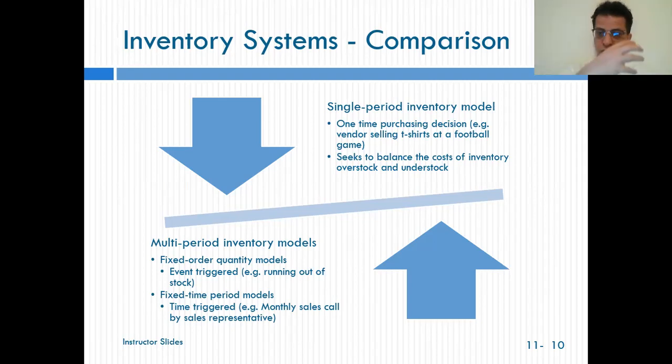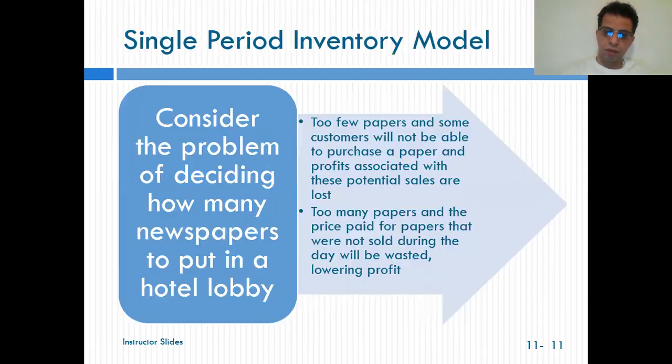Every month you need to replenish your stocks. Now, the single period inventory model considers the problem of deciding how many newspapers to stock in a hotel lobby. Too few papers, and some customers will not be able to purchase a paper, and the profit associated with these potential sales is lost. Too many papers, and the price paid for the papers that were not sold during the day will be wasted, lowering profit.